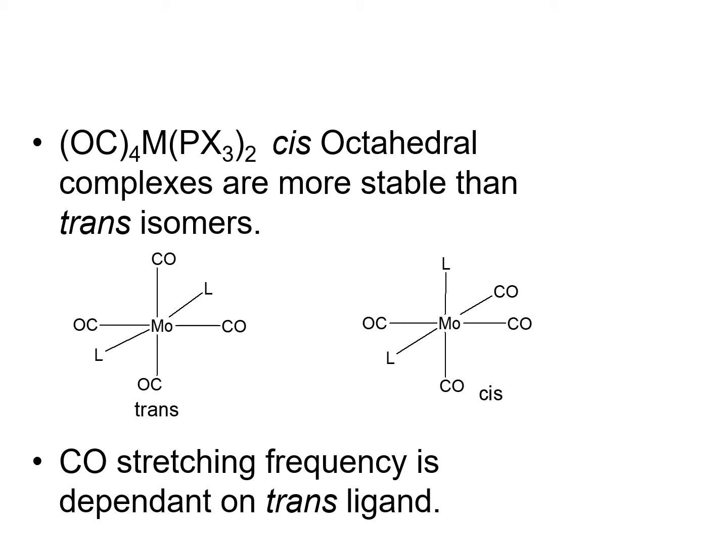So one way to explain this is to say that the phosphorus is a poorer pi accepting ligand compared to carbon monoxide, and that is the reason why the ligand is positioned in the cis-oid fashion when you have an octahedral complex. The CO stretching frequency is very often dependent on the trans ligand, and you find that the CO trans to the phosphine is in fact having a lower stretching frequency. This suggests that the phosphorus is in fact a poorer pi acceptor.